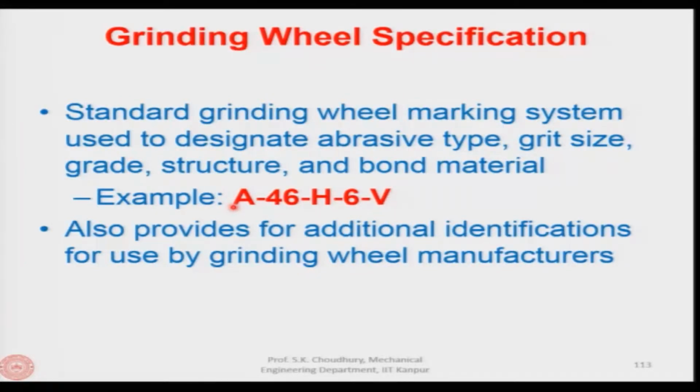So, when you buy or purchase an abrasive wheel, nobody will tell you what the grade is actually, it will be said like this. The only thing is that there may be some kind of manufacturer's code in the beginning and at the end, and otherwise these 5 will signify the grinding wheel specification. Once again, abrasive type, this is the grain size, this is the grade, this is the structure and this is the kind of bond. It also provides for additional identifications for use by grinding wheel manufacturers. As I said, these will be the manufacturer's code plus these 5 specifications.